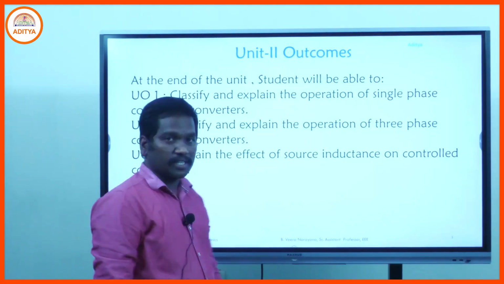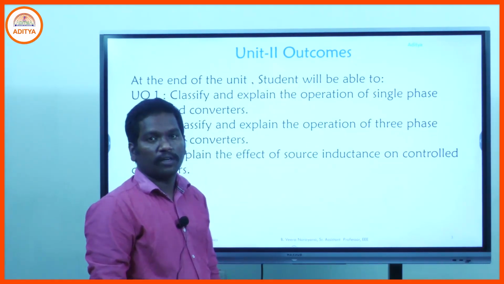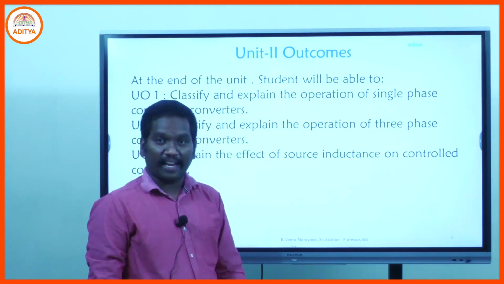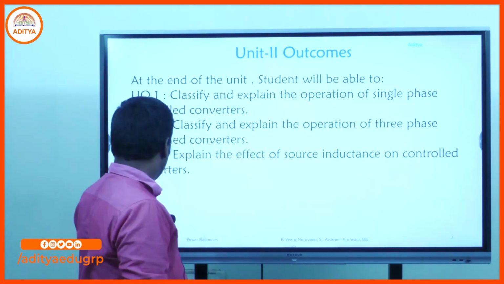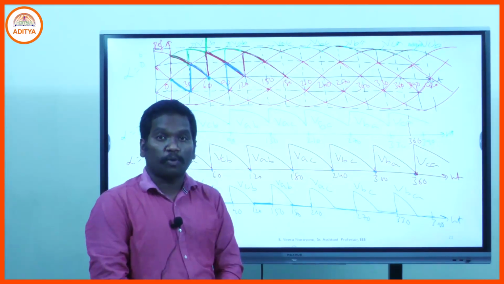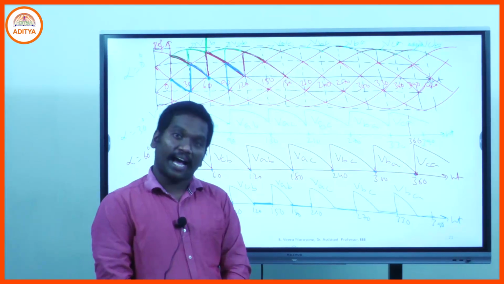In the last class, we discussed the three-phase full-wave controlled converter with R load. We saw the different output voltage waveforms for different firing angles. So in this class, we derive the average DC output voltage for this R load. Later we go with the RL load.